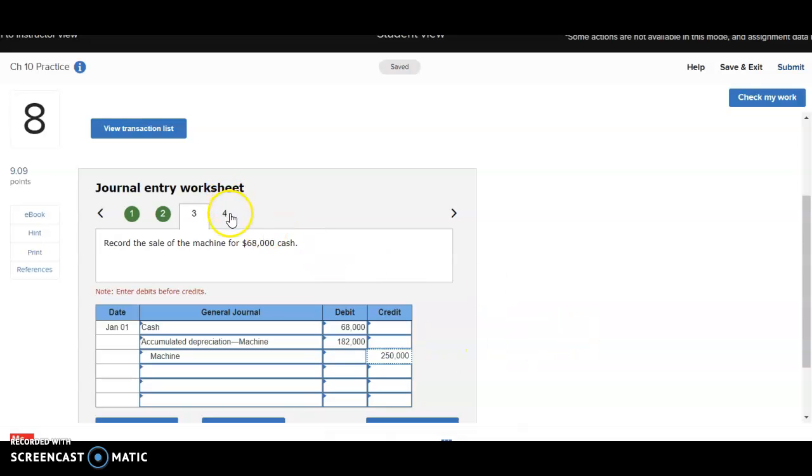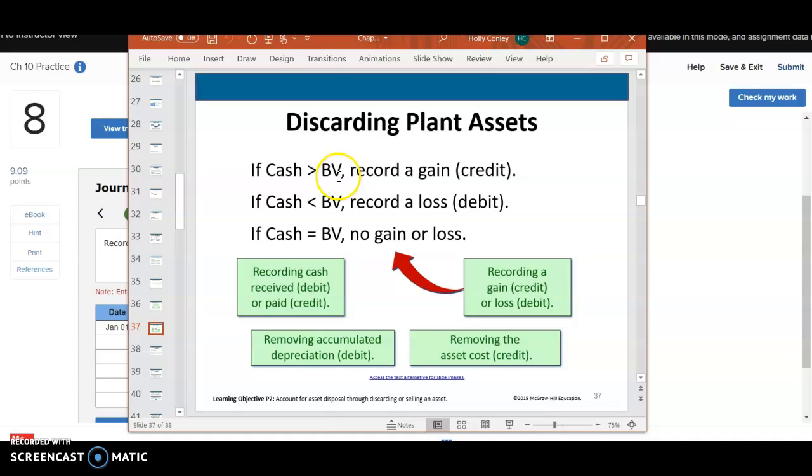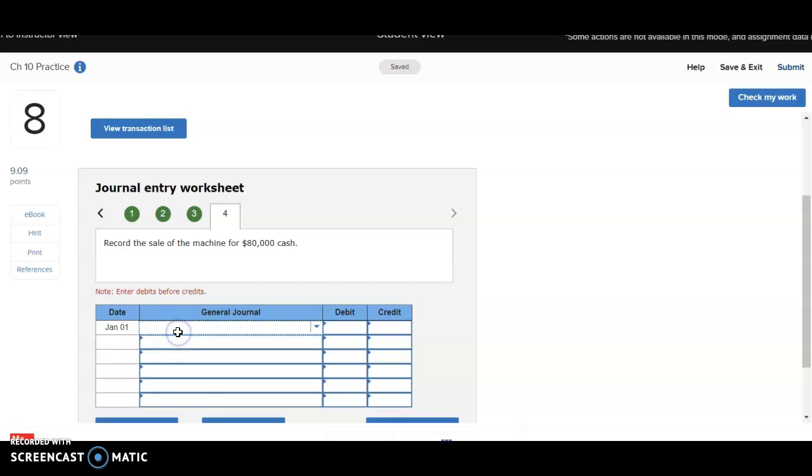Our last one, this time, we're getting $80,000 cash. So if we go back to our scenario, our book value is $68,000. We're getting cash of $80,000. So cash is greater than book value. So this time we're going to record a gain, which is a credit. So we're still going to recognize our cash that's being received. We are getting $80,000 in cash.